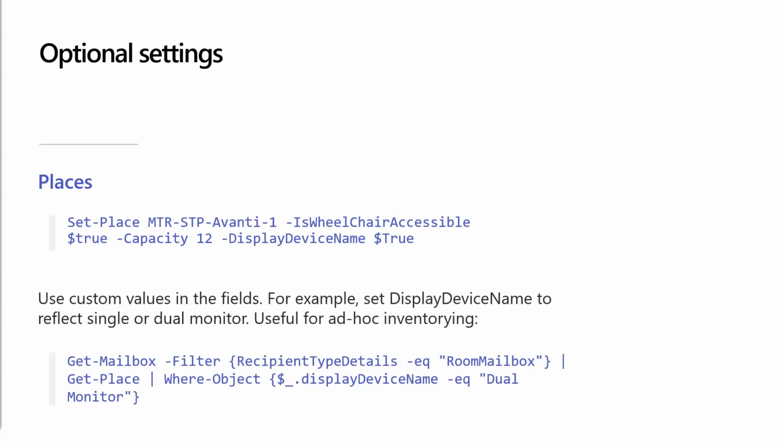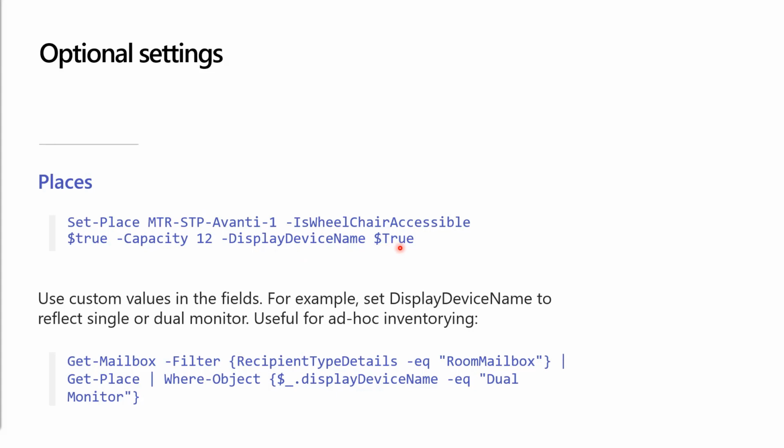How do we create places? Again, it must be done via PowerShell. So we use the Set-Place cmdlet. This is the name of our conference room or our resource account. And then we say if it's wheelchair accessible, the capacity of the room, and the display device name true. Just basically saying yes or no, we have a display name.